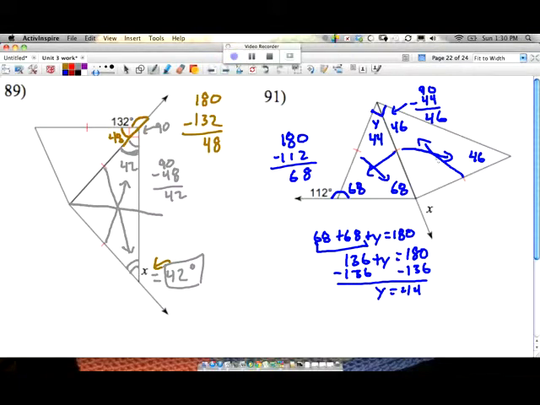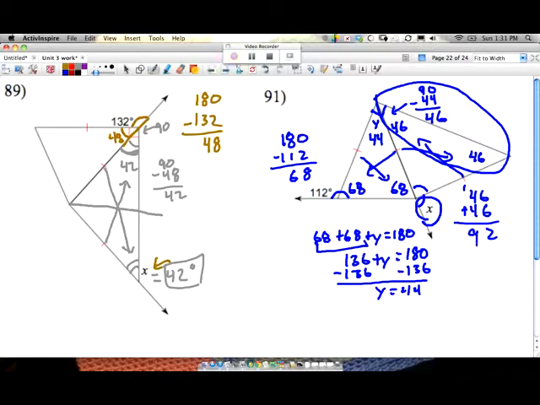Now, here's at least something for us. I could find this third angle and then figure out that it's subtracted from 180 degrees. But I noticed something here. Look at this. I got two remote angles and an exterior angle. And I know that those two remote angles add up to the exterior angle. So those are 46 plus 46, which is going to give me 92 degrees. So this x right here is 92 degrees.